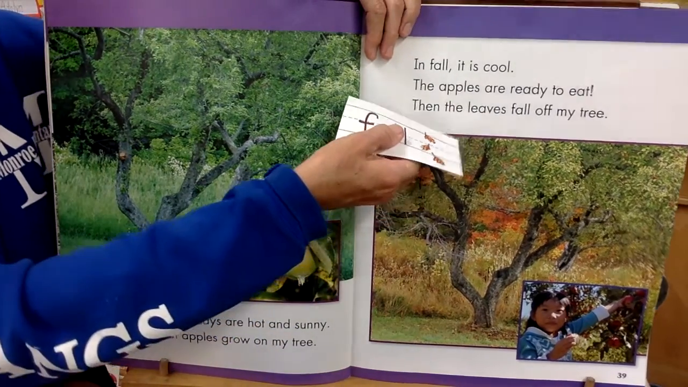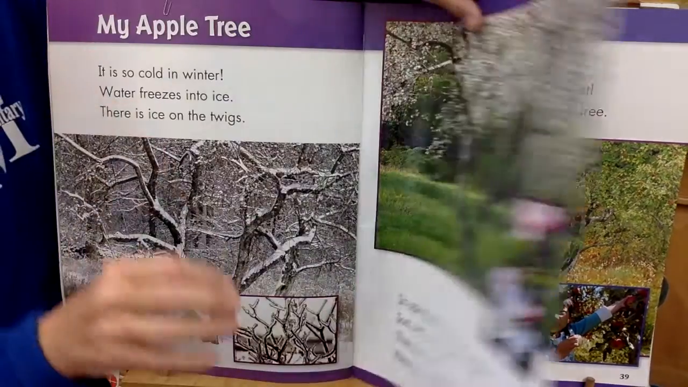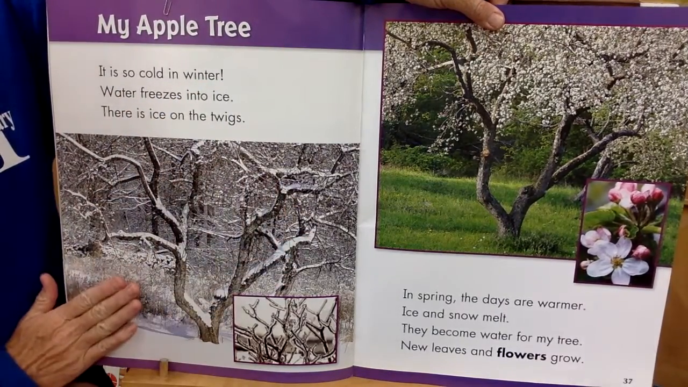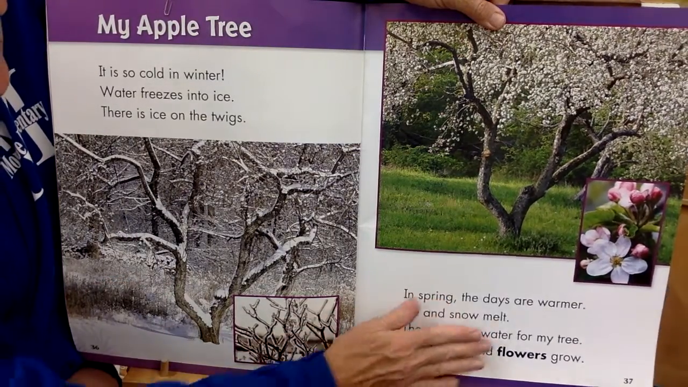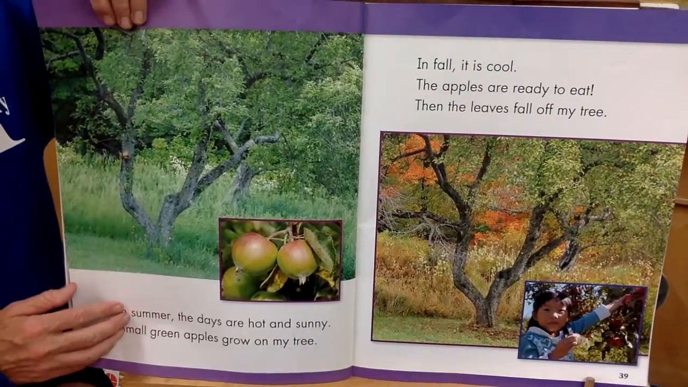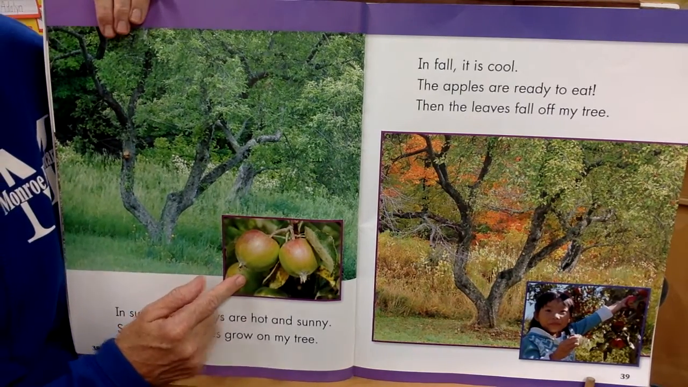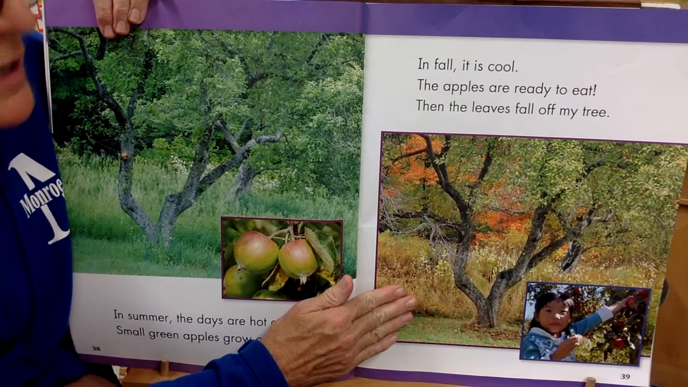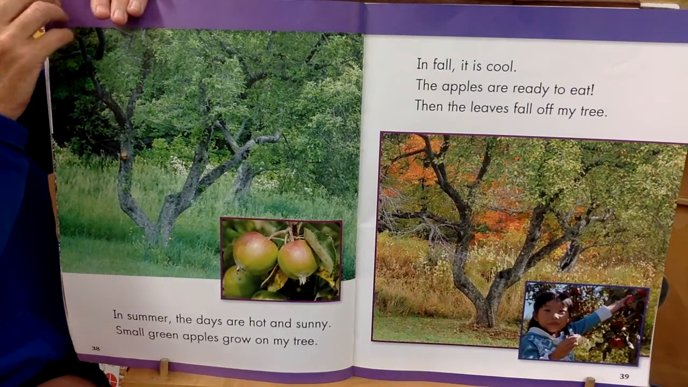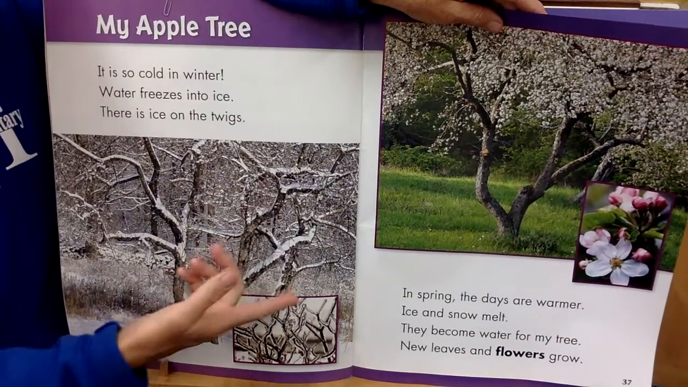So we've seen the apple tree go through the different seasons. Let's look at them one more time. Winter, it feels cold. There's no leaves. In spring, it's warmer, and there are flowers and leaves. In summer, it's hot, and fruit grows. In fall, it's cool, and the apples are ready to eat, and the leaves fall off. And after fall, it will become winter again, and it keeps going and going and going.